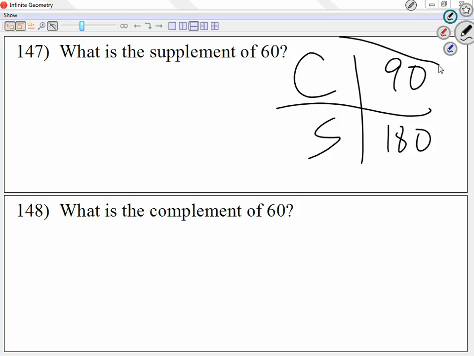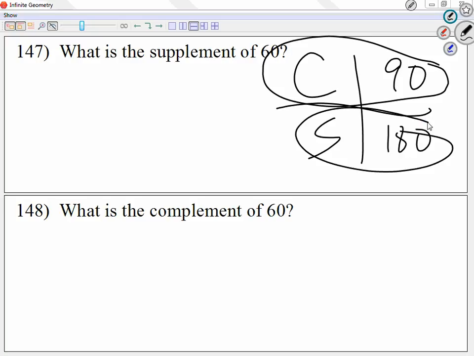What this means is complement are two angles that add up to 90. So two angles are complement if they add up to 90. Supplement means they add up to 180. So question 147, what is the supplement of 60? 120. Because they have to add up to 180. Question 148 is, what is the complement of 60? 30. Complement, they have to add up to 90.